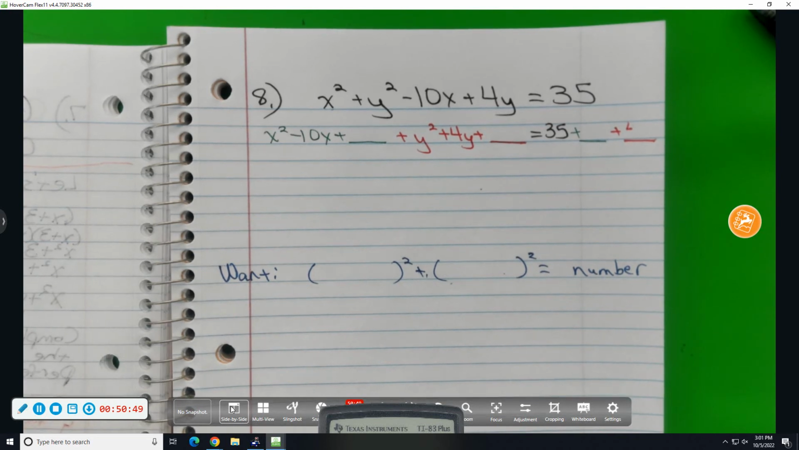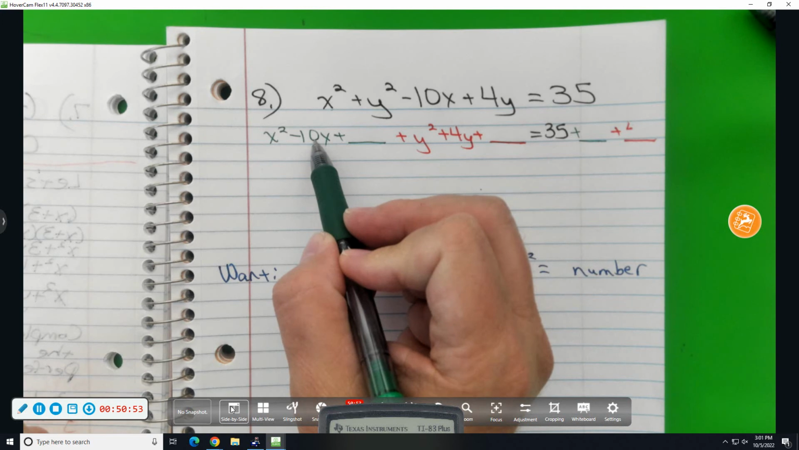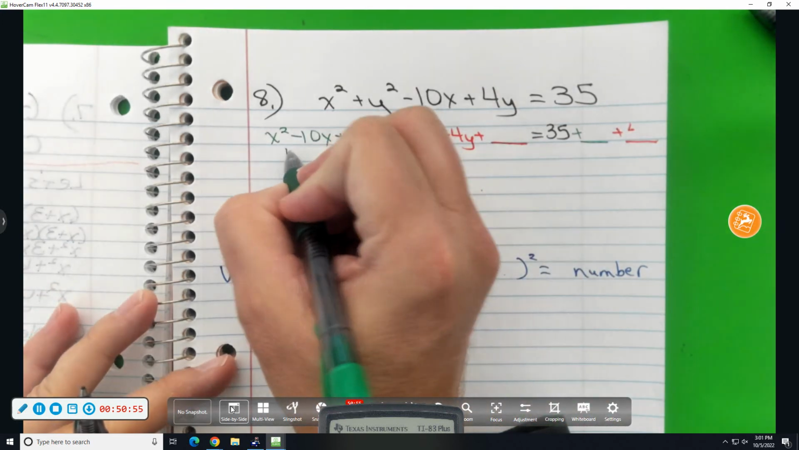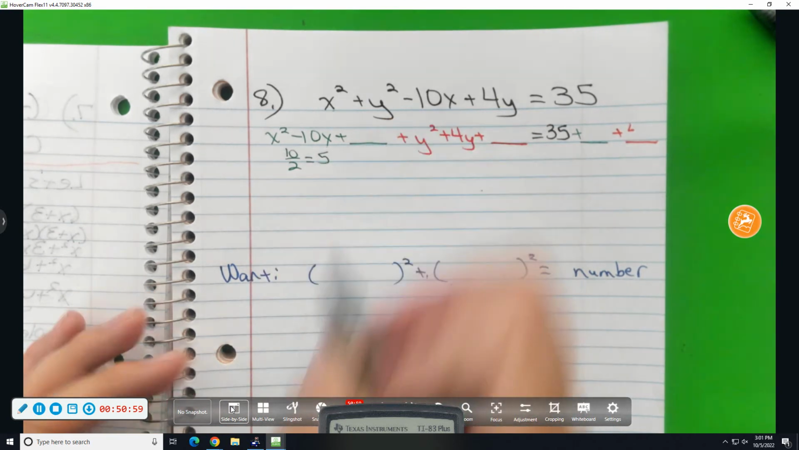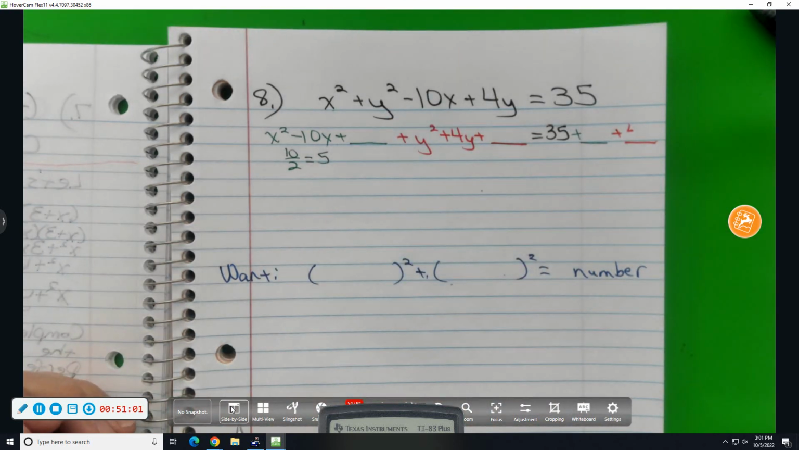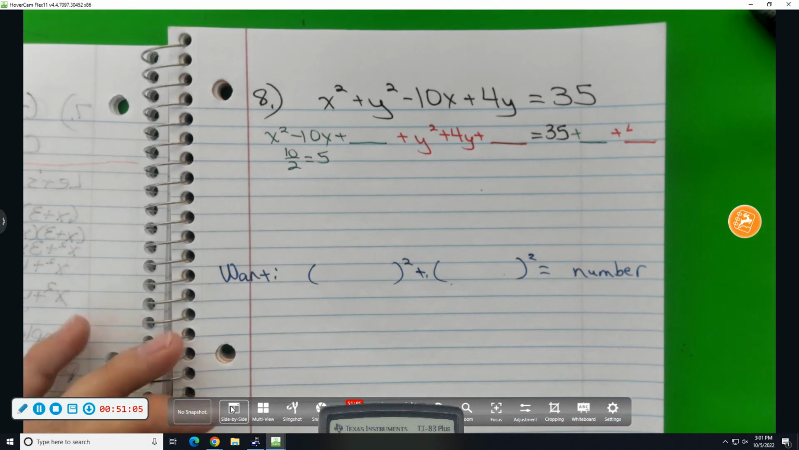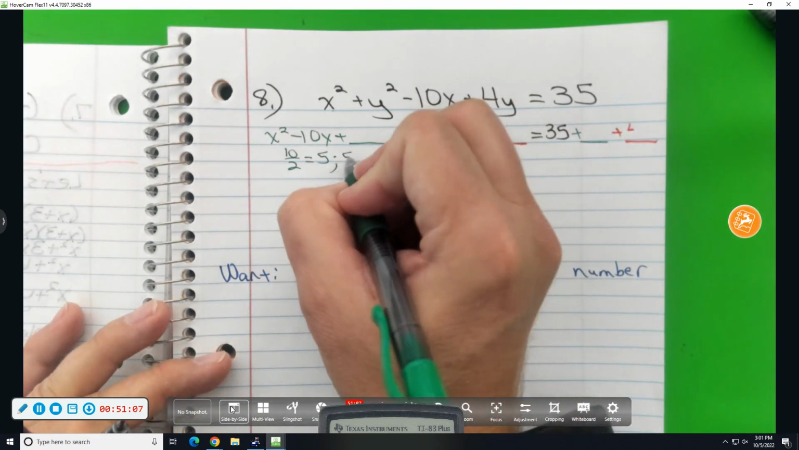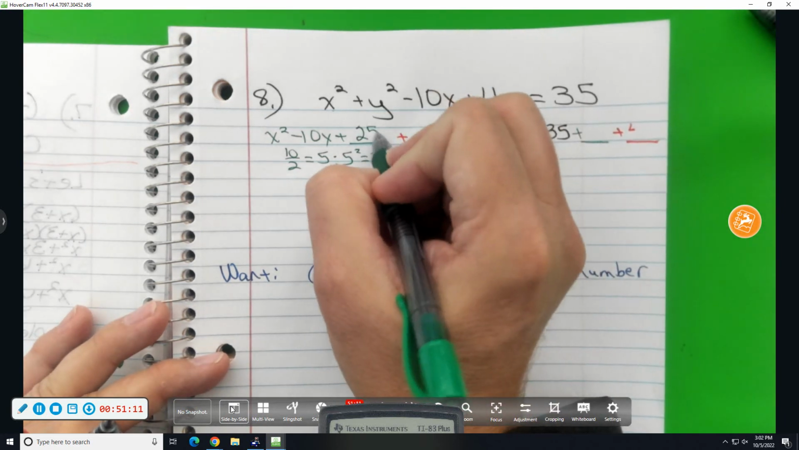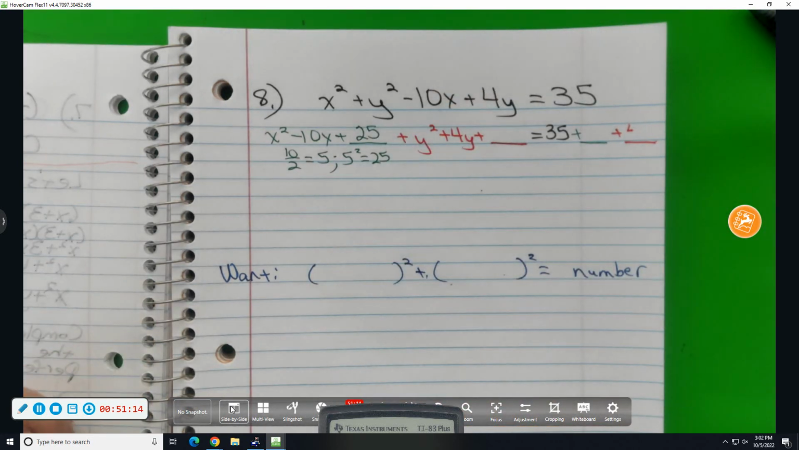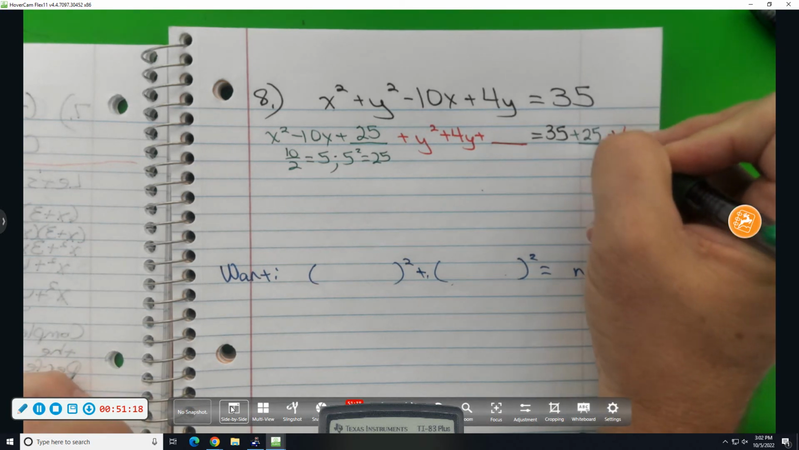Okay, we're going to complete the square. I'll do the first one. Whatever number is there in front of x, you divide it in 2. 10 divided by 2 is 5. Then what do you do to 5 to figure out the number that goes in the blank? Square it. 5 squared is 25. So we're going to put 25 here. To maintain the equality, we have to add 25 on the right-hand side as well.